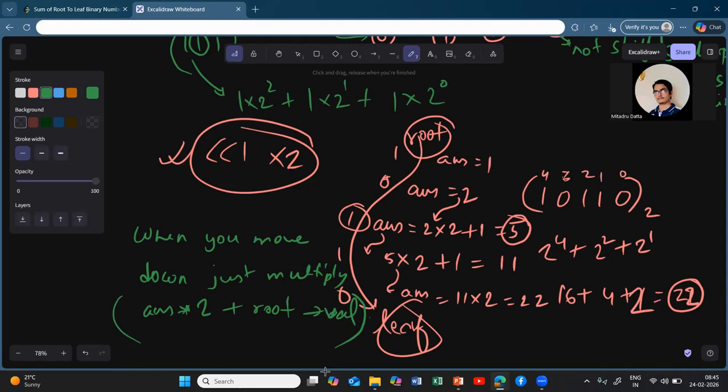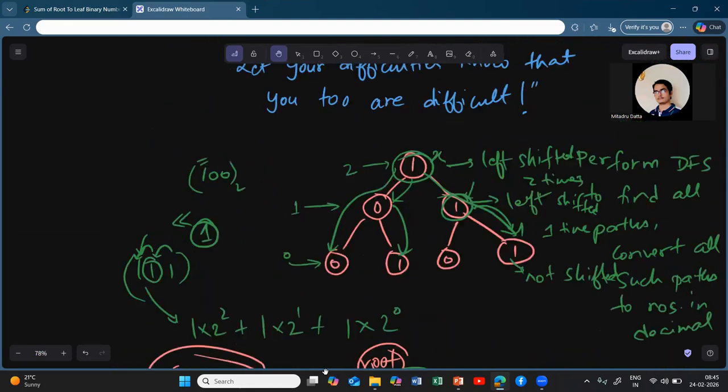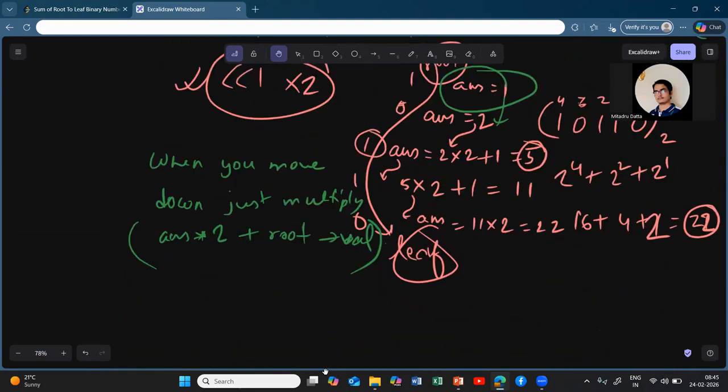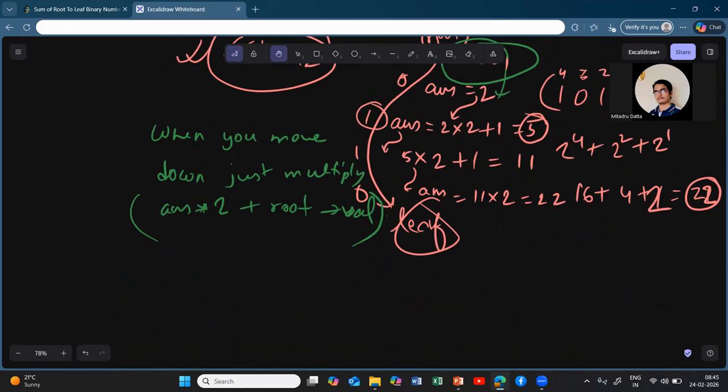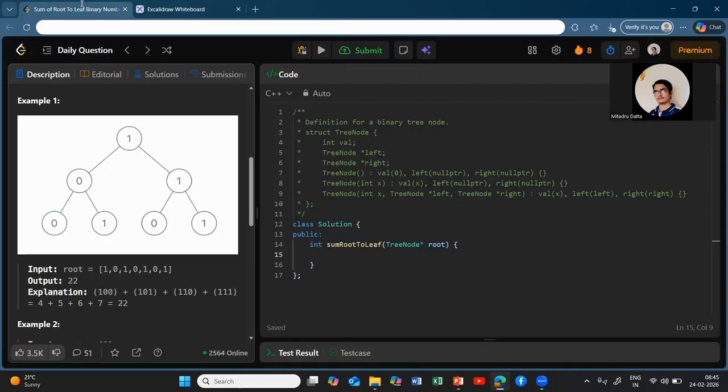I hope you do understand from answer 1 how you just right shift by 1, that means multiply by 2, and then you do it in this way. Similarly, for all the paths you can get it in this way, and you can just add your left answer and your right answer to your final answer. Okay, so I hope this will be very clear when I code that out, what I want to say.